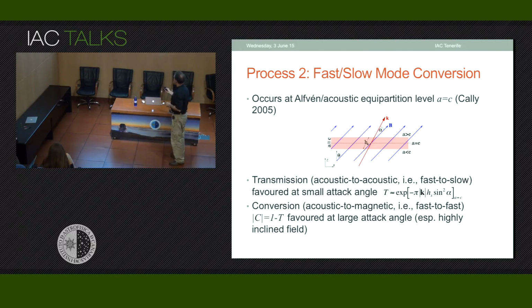And we have an approximate formula here that I calculated analytically. The transmission is approximately given by T = e^(-π k Hs sin²α). Hs is sort of a scale height in here. I won't go into the details of it. k is just the wave number, and alpha there is our attack angle. So if alpha is 0, we get almost total transmission. It goes through as a sound wave. The conversion is 1 minus T. So what is very crucial is you've got these waves coming up from below the surface, meeting the A equals C surface. They're allowed to get through by the ramp effect. They meet the A equals C surface, and there they can split into fast and slow.